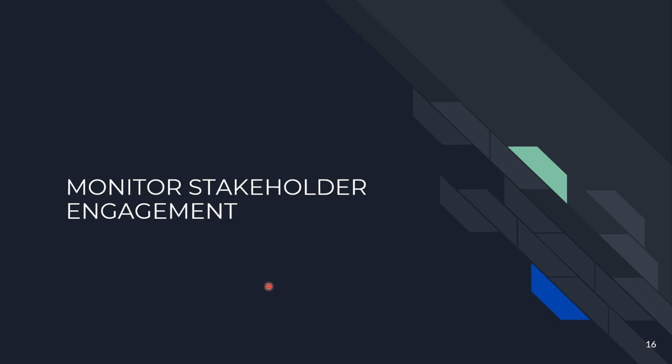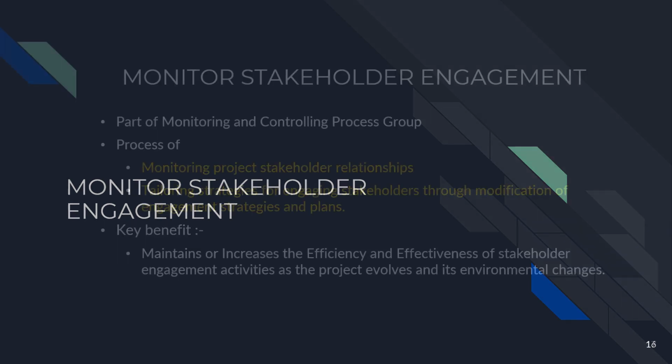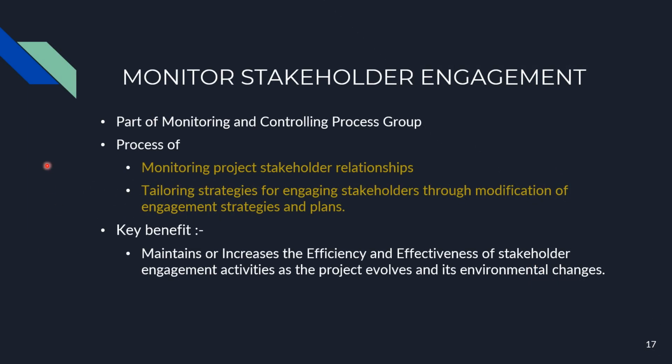The last process in project stakeholder management is monitor stakeholder engagement. The monitor stakeholder engagement process is part of the monitoring and controlling process group. In this process, we monitor the relationships of the different project stakeholders. We tailor the strategies for engaging the stakeholders and modify their engagement strategies and plans. Key benefits: it maintains or increases the efficiency and effectiveness of the engagement activities of the different stakeholders as the project evolves and its environment changes.